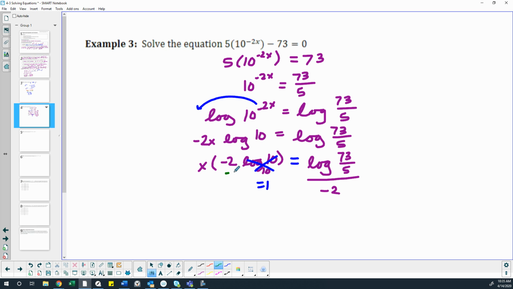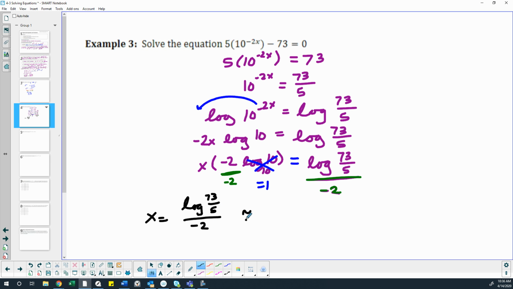So let me change colors here. Divide by the negative 2. That part turned into 1. We're dividing by the negative 2 here, and we have our exact answer. So exactly, x equals log of 73 over 5 divided by negative 2.